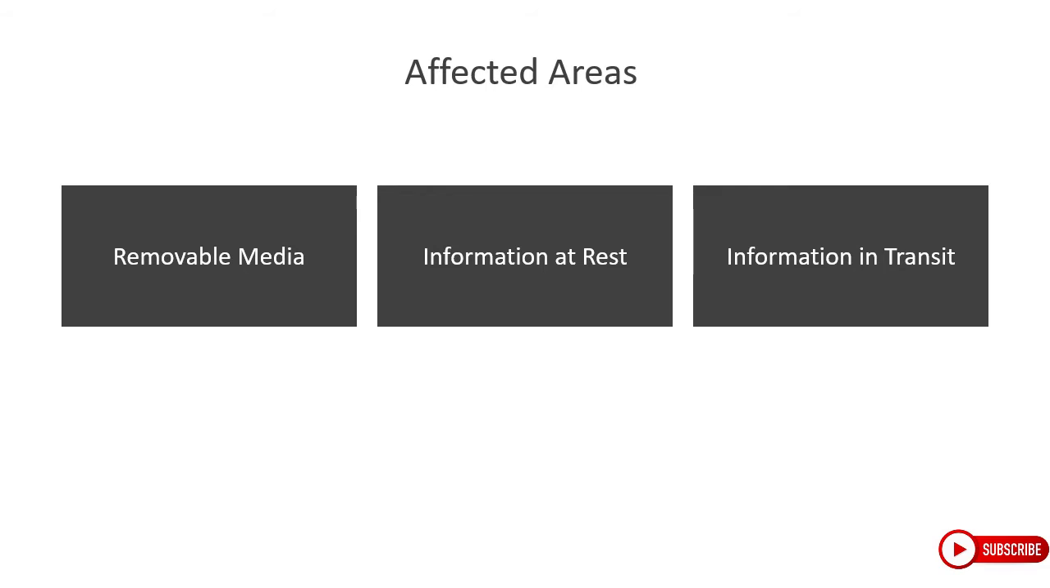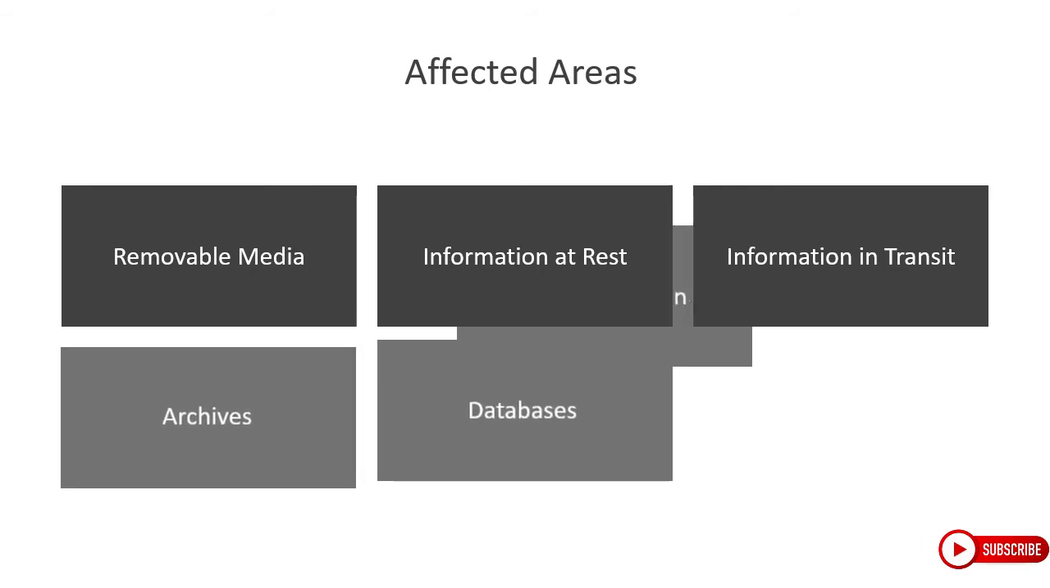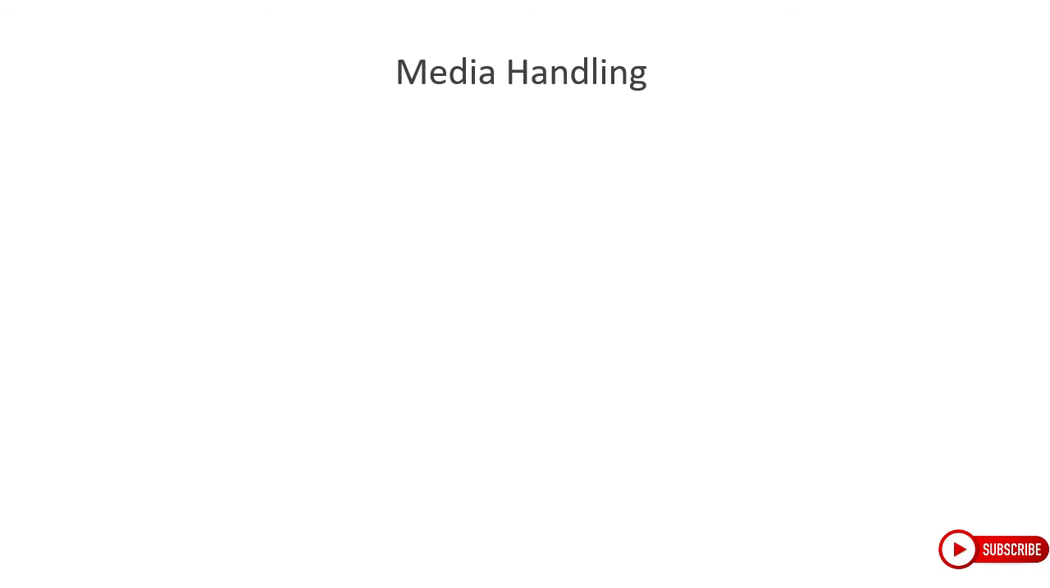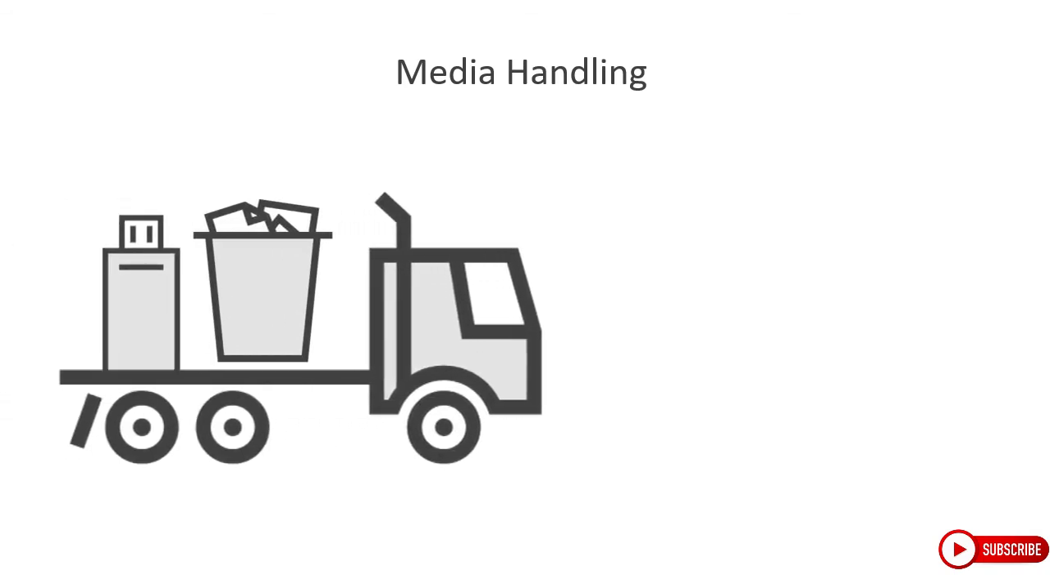Now, there are various mediums and states that the data lives in and should be considered when dealing with classification. At a high level, removable media, which is the physical transfer of data via mediums like USB devices, CDs, and DVDs. Information at rest, where data physically rests, which include NAS devices, hard disk devices, and backup devices. Finally, information in transit, or the electronic transfer of data over email, FTP, file sharing services, and HTTP. We can break information at rest down further and focus on archives, databases, and documentation. The media that data lives on needs to be controlled.